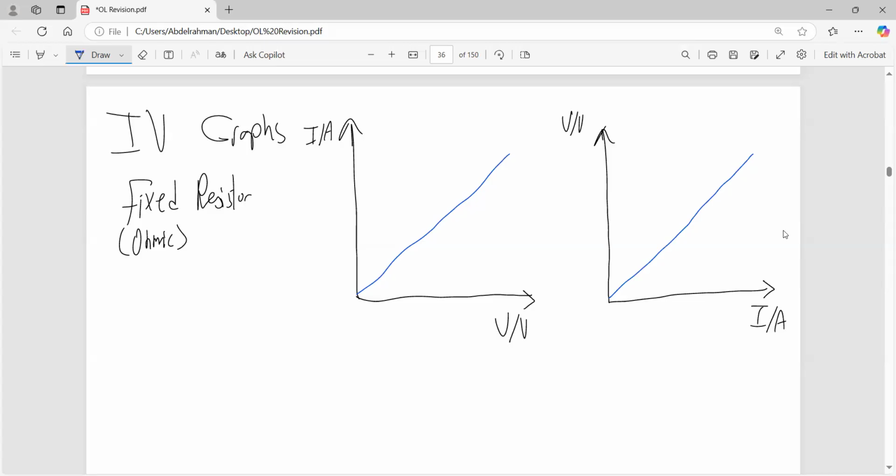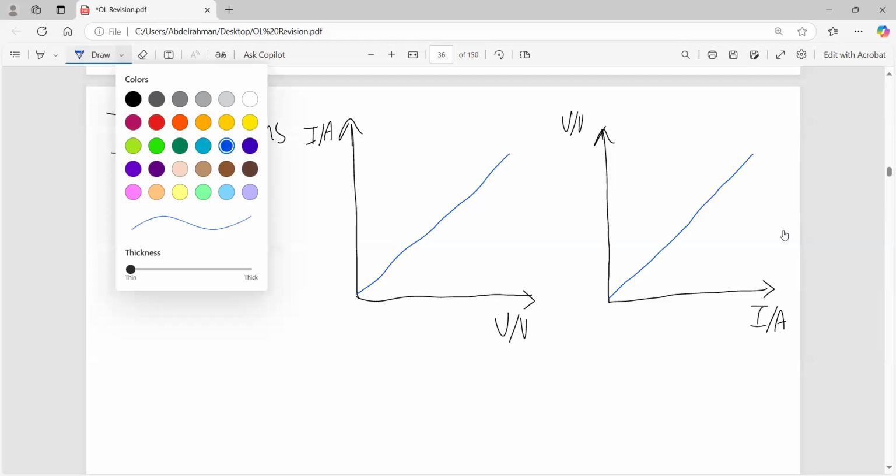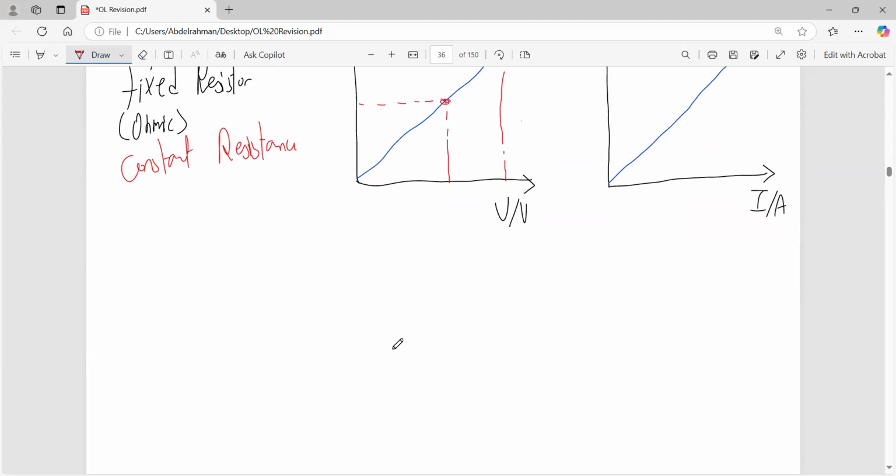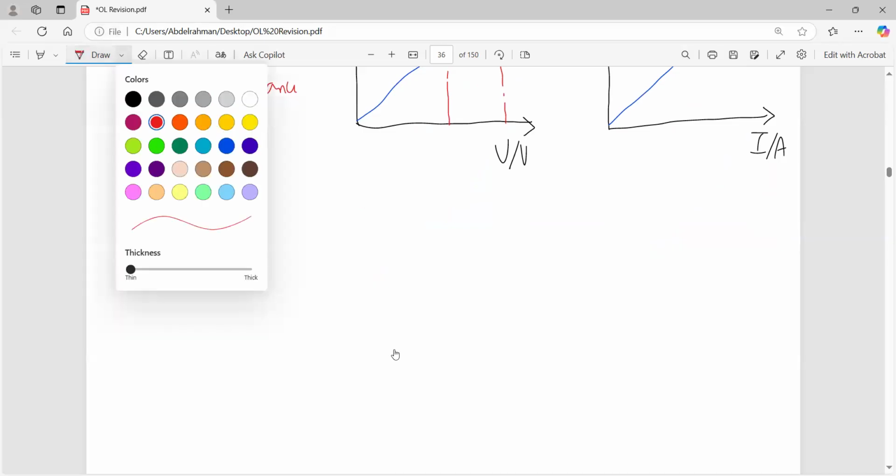How do I know that the resistance is constant? Resistance R equals V over I. So if at any point on this graph you take a voltage with the current, you can find the resistance. At another point, if you find the current and the voltage, it will give you the same resistance. Why? Because it's a constant slope. So in IV graphs, a fixed resistor has a constant resistance. What happens if I have a filament lamp? Okay, a filament lamp.